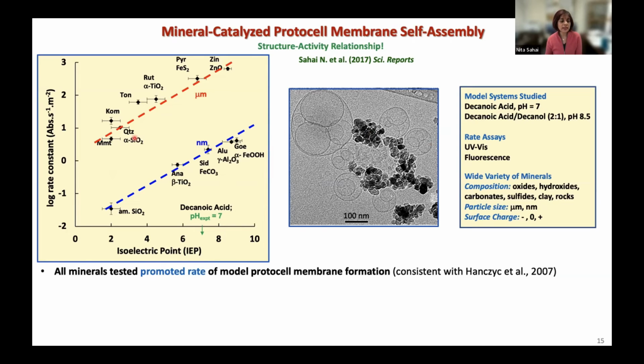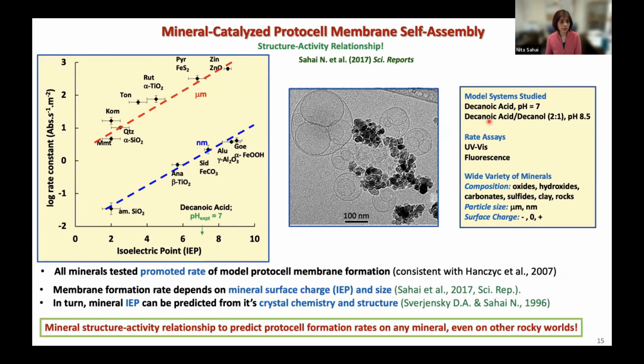And so it makes sense that the more positively charged minerals will absorb more of these negatively charged vesicles, and therefore there is a better autocatalysis of the adsorbed lipid on the mineral surface that then makes the vesicle formation even faster. And again, we have a mechanism, we can get into that later. So we were the first to identify this structure-activity relationship that depends on the surface charge of the mineral as well as on the size of the mineral.